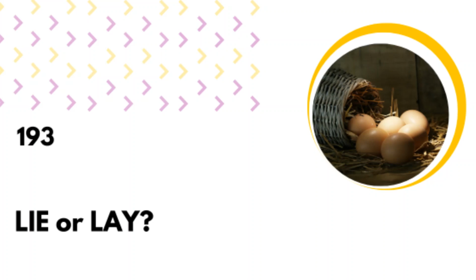Lie means to recline or rest in a horizontal position, while lay means to put something or place something down in a horizontal position. In other words, lie is something that you do to yourself, while lay is something that you do to something else. Here are some examples to help illustrate the difference.